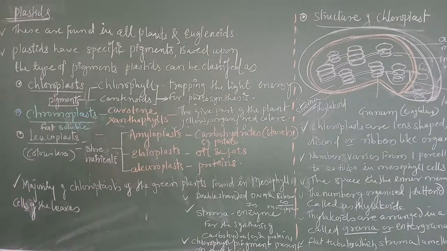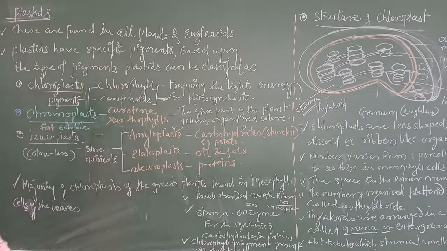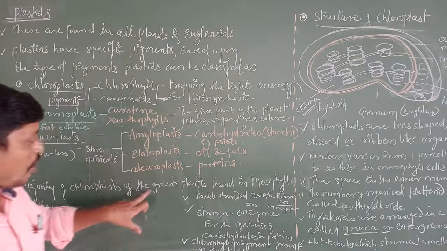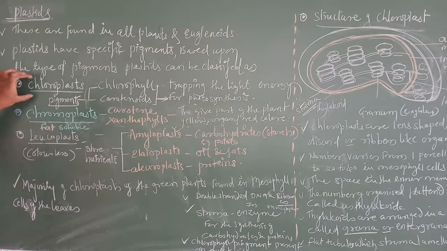Okay, this is about the different kinds of plastids based upon the specific pigments present in the plastids. Now next we are going to study the structure of the chloroplast. The majority of the chloroplasts of the green plants are found in the mesophyll cells of the leaves. We are going to study in detail the structure of the chloroplast in this particular chapter.